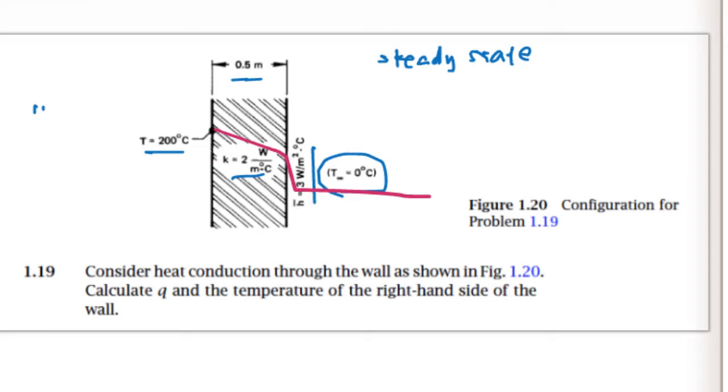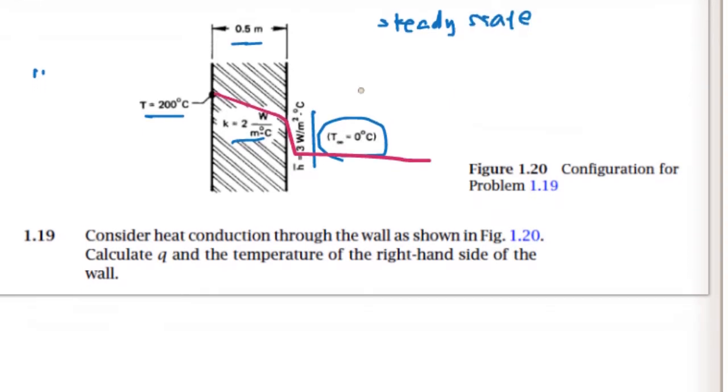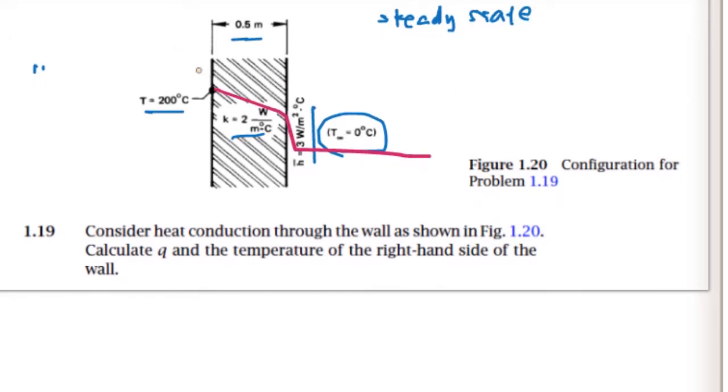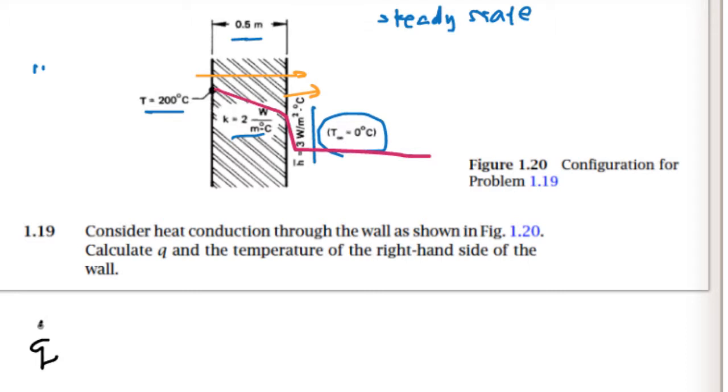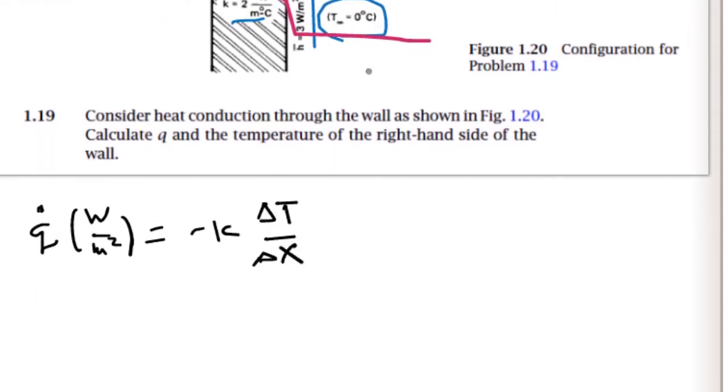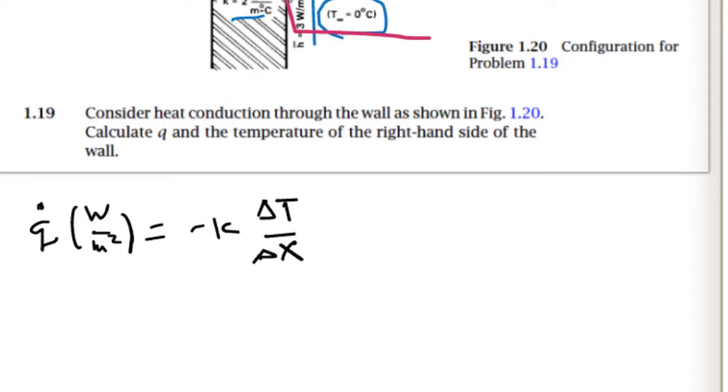Well, a couple of things we do know. We know because of conservation of energy that the heat that is transferred in through the wall must be the same as the heat that is transferred through the boundary layer. Our equation for that is that Q, in watts per meter squared, equals negative K delta T over delta X. Let's see if we can figure this out. We don't know what delta T is, and we're not exactly sure if this is relevant.